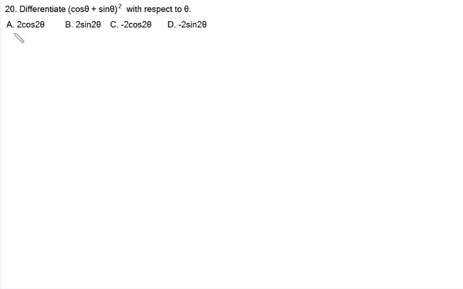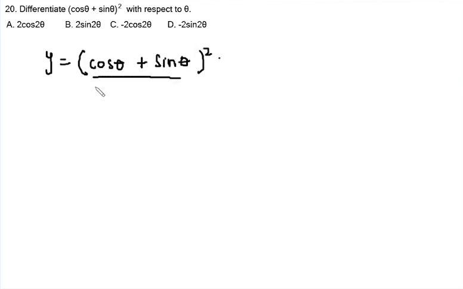For question 20, we are asked to differentiate open bracket cos theta plus sin theta, squared, with respect to theta. So let's assign this to a function. I will say y is equal to open bracket cos theta plus sin theta, squared. Okay, so we have a function of a function. We need to use the chain rule to solve this.